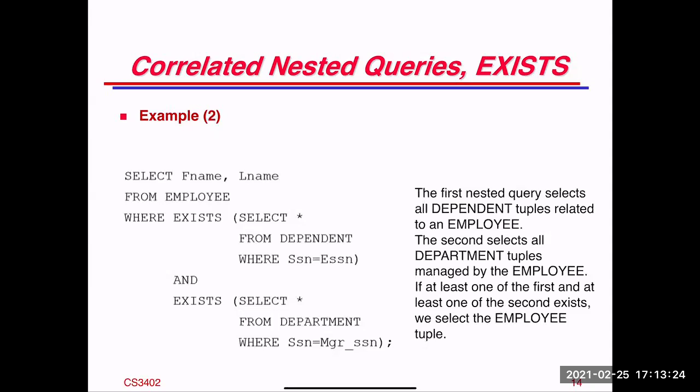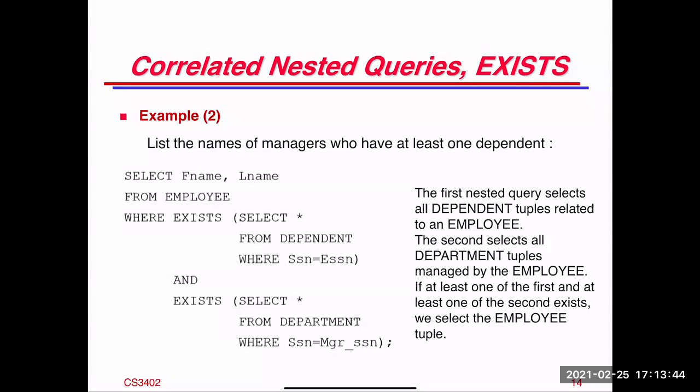Okay, so let's look at another example. Here we want to list the names of managers who have at least one dependent. It's a very simple statement, but less simple when you try to write it in SQL, I suppose. So let's see what's going on here.